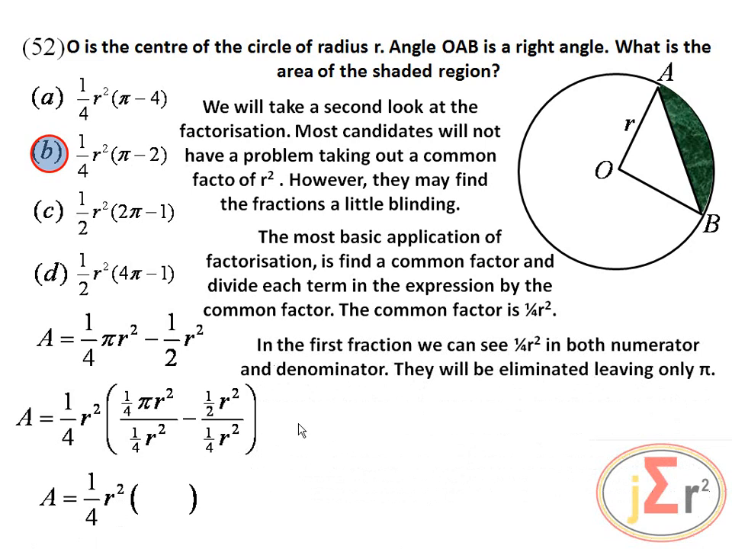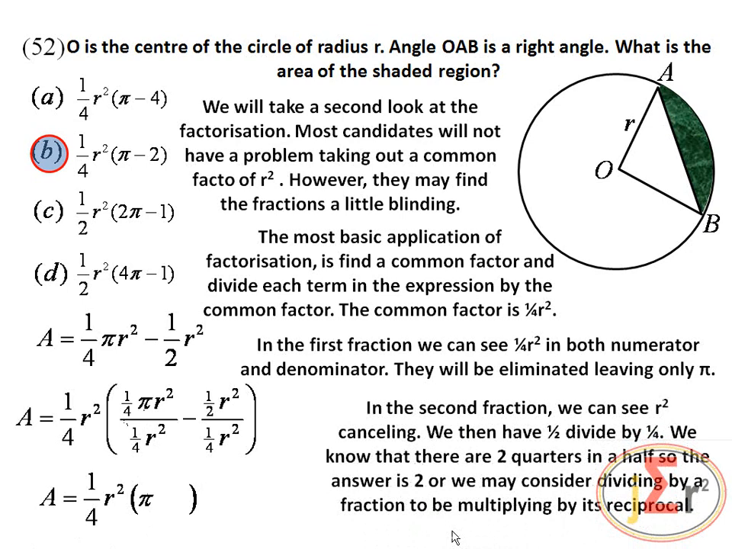what do we know? There's no problem seeing the quarter cancelling, quarter divided by a quarter, those will take care of each other, and there's no problem seeing r squared taking care of r squared. Those will have a cancelling effect on each other. Both numerator and denominator contain pi r squared, so those will be eliminated in the first fraction. All that is left is pi. In the second fraction, we can see r squared cancelling. No problem seeing that.